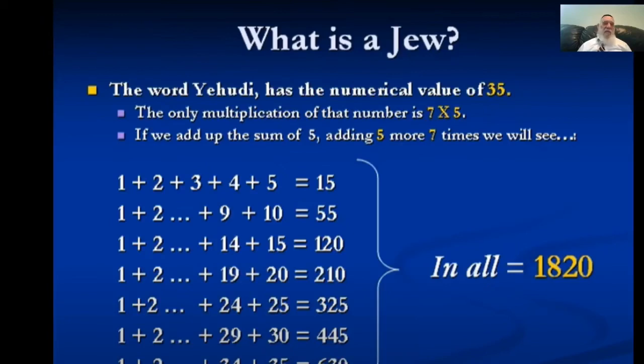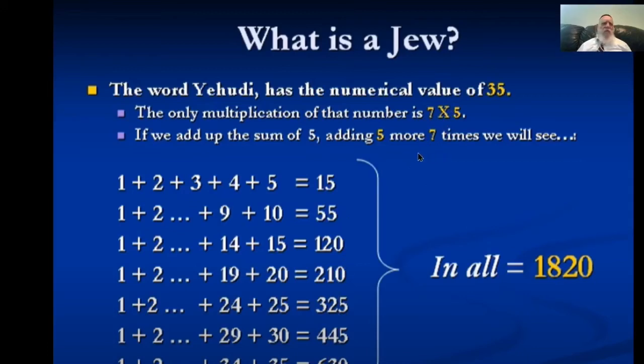Then, this is a little bit complicated, but the idea is the following. The word Yehudi, Jew, Yud Hei Vav Dalet Yud, comes to a numerical value of 35, like Yud 10, Hei 5, Vav 6, Hei 5, which is 7 times 5. Both of them are, by the way, very important numbers: 7 days of the week, Sabbath the 7th day, and 5 books of Moses. So if we add up the sum of 5, adding 5 more 7 times, we will see the following in all 1820. So you have here 7 times 5.